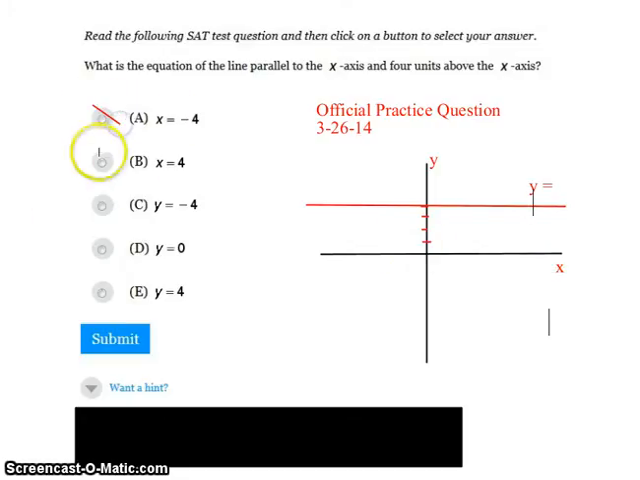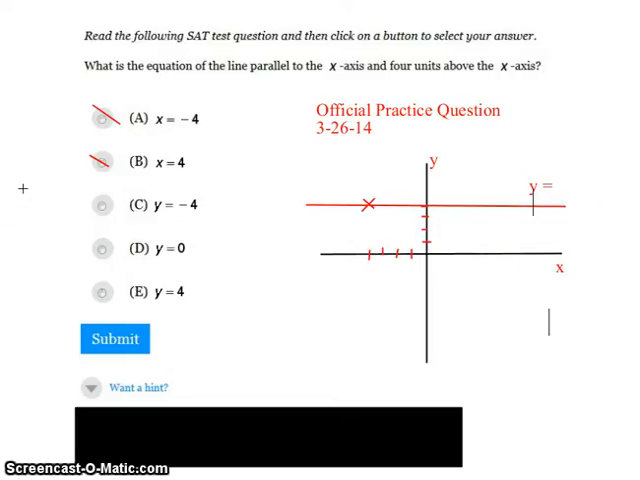You could also sort of get rid of those by saying, well, x doesn't have to equal -4, right? X could be -4, 4, right? This point right here. But there are a whole bunch of other points where x does not equal -4. Similarly, there are a whole bunch of points where x doesn't equal 4. And so we can get rid of those right away.